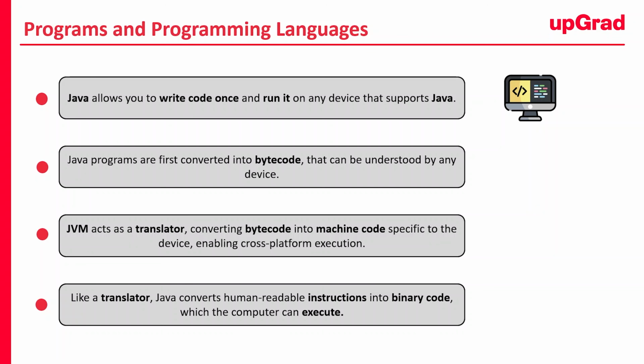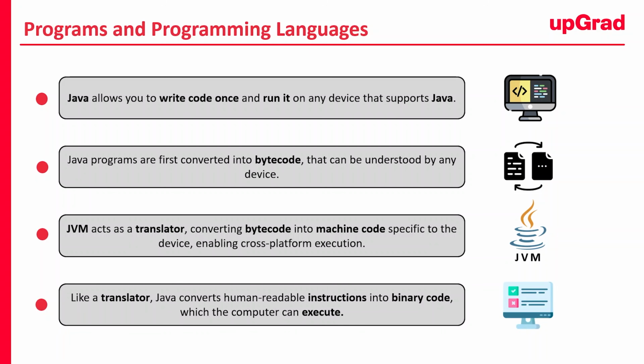Here's how it works. When you write a Java program, it first gets translated into something called bytecode. Think of bytecode as Java's own universal language. Now this bytecode doesn't run directly on your computer. Instead, Java uses something called the Java Virtual Machine, that is JVM, which is like a translator for each type of device. The JVM reads the bytecode and translates it into the machine code specific to your device, whether it's a laptop, phone or even a server. So you have understood bytecode and JVM. Alright, now let's answer the big question.